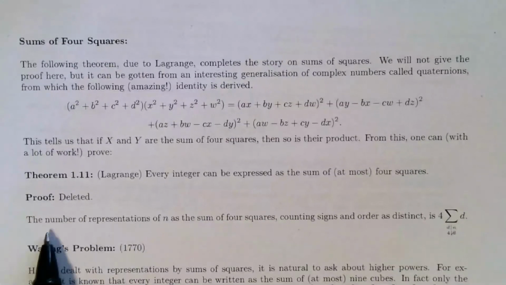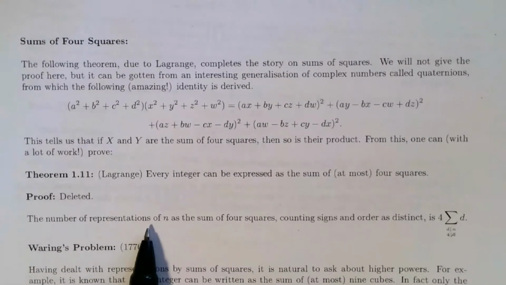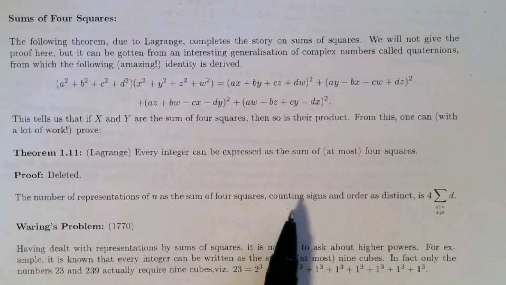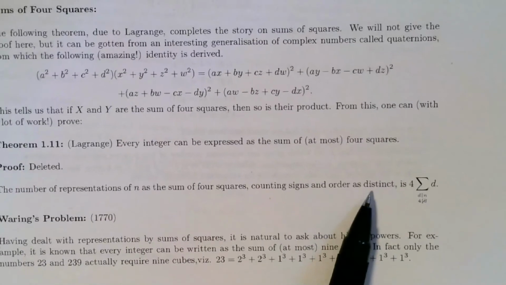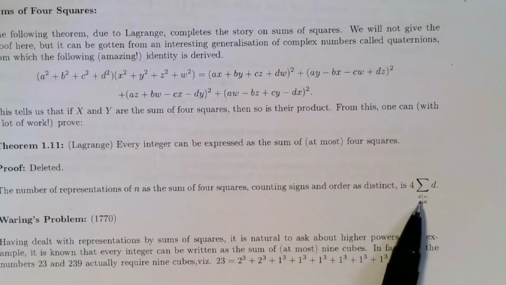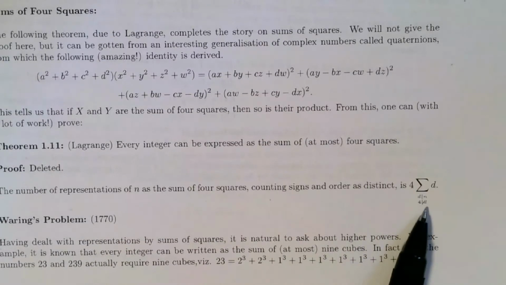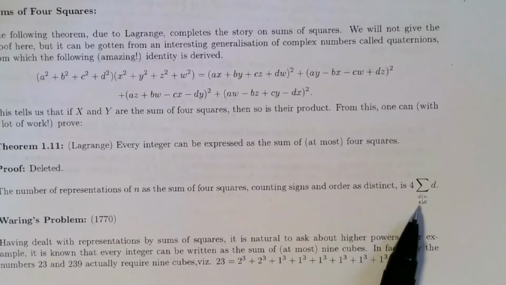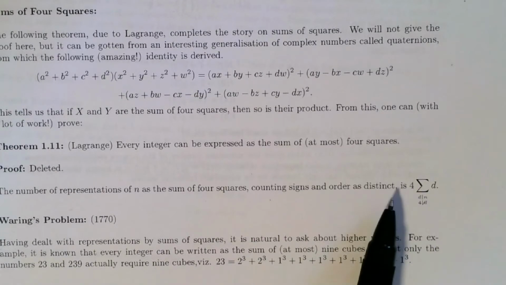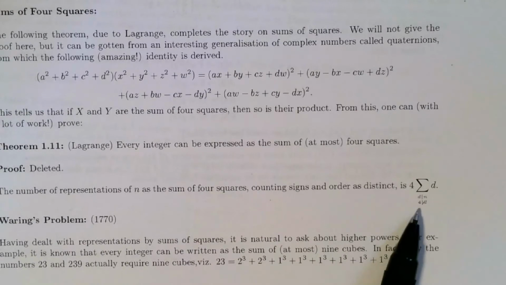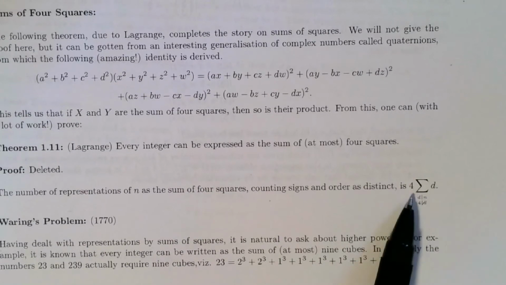I state again without proof the number of representations of n as the sum of 4 squares, counting signs and order as being different, turns out to be: you take the sum of the divisors of n, except those divisible by 4, and you multiply the sum by 4, and that gives you the number of representations. So you take all of the divisors of n, except those which are divisible by 4, add them all up, multiply by 4.